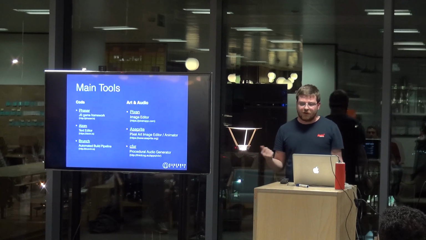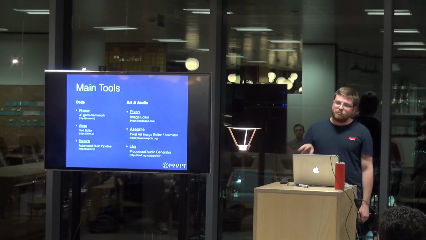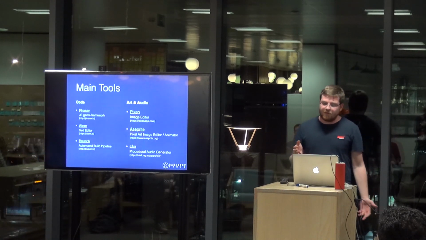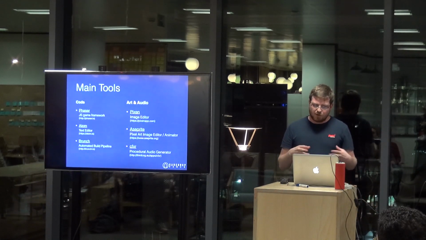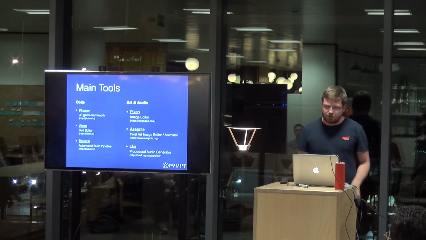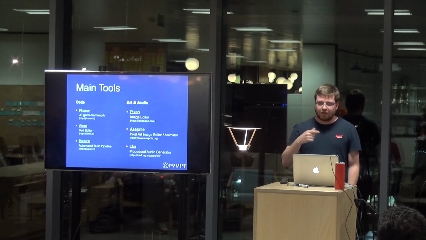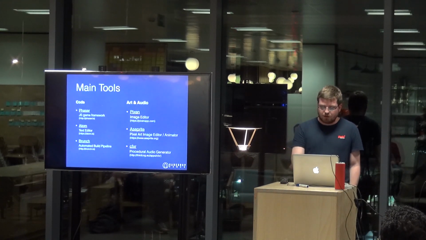I used Atom for my text editor. Brunch, if anyone's familiar with it, is a pretty good automated build pipeline. If anyone's used Grunt, it's a kind of similar thing, but I guess a little bit simpler. It's quite good to use, and it sped things up for me because it would also compile the code, and I could just reload and continue to iterate.